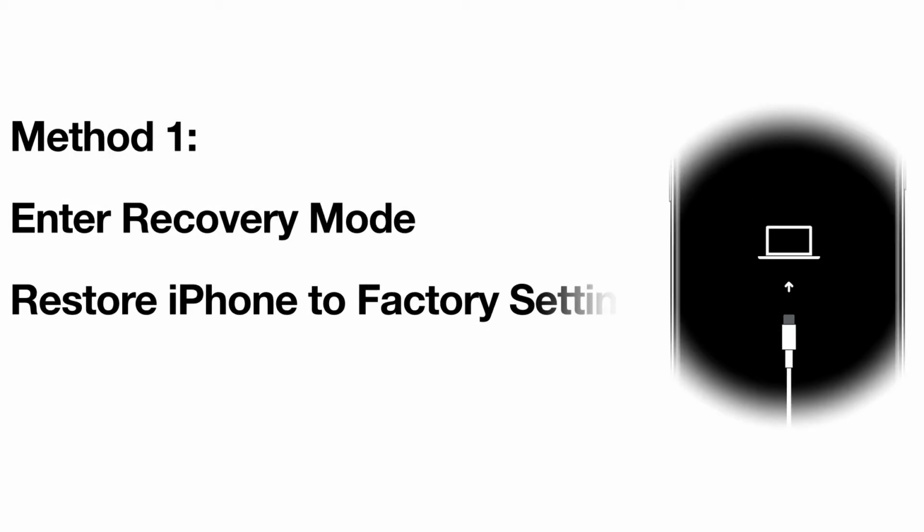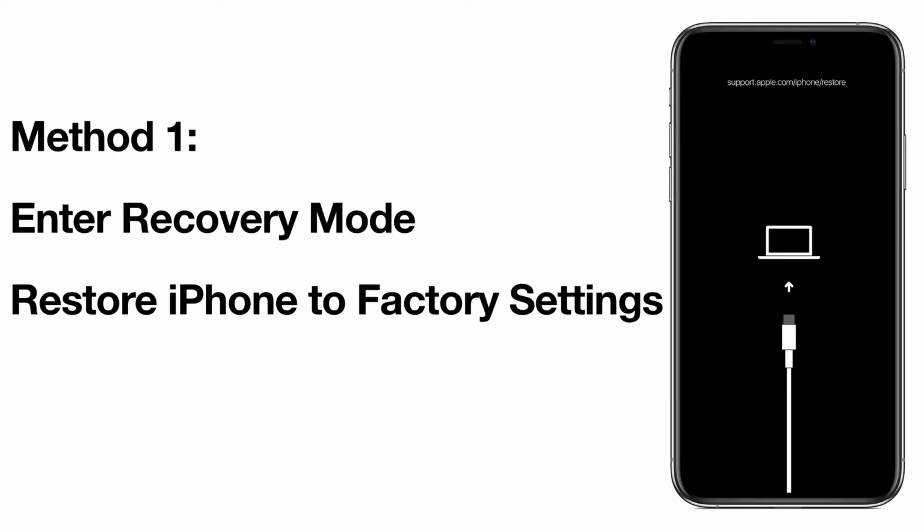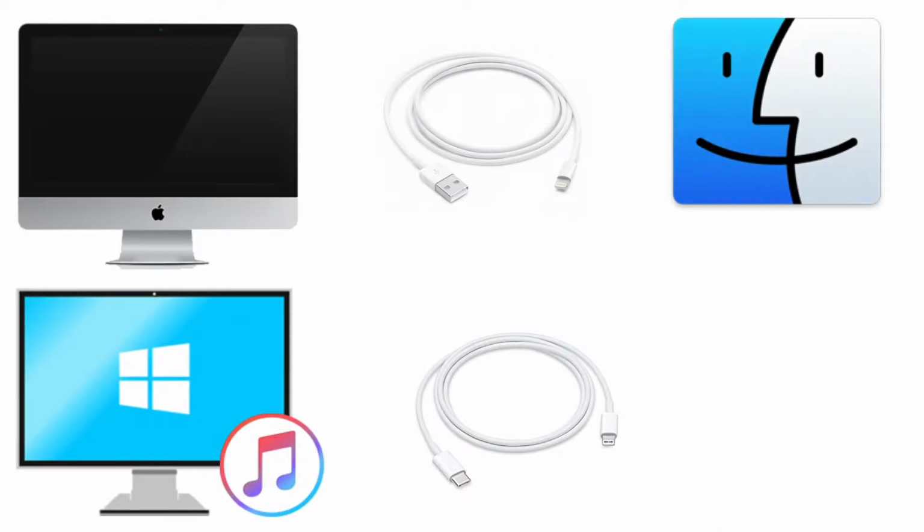So first, I'm gonna introduce how to enter recovery mode, basically for any iPhone model, and put it back to factory settings. To complete this, you will need a computer, Mac or PC is okay, and a lightning cable that comes with your iPhone. Plus, you need to install Finder on Mac OS Catalina. If you are using a Windows PC or a Mac with Mac OS Mojave or earlier, install and update iTunes to its latest version.